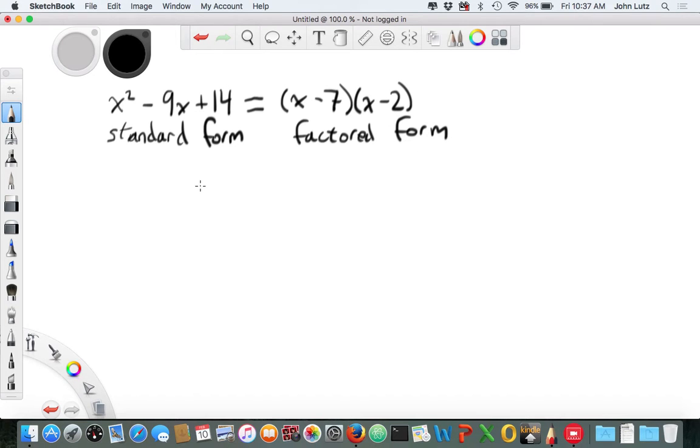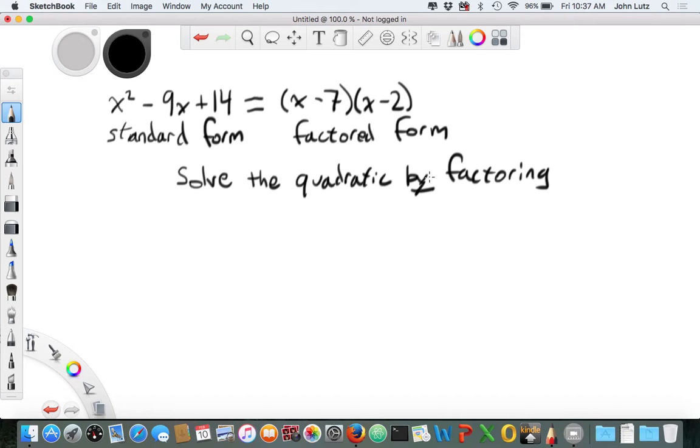Okay, so let's say you were asked to take a quadratic trinomial, or really just a function, and solve the quadratic by factoring. Okay, and it specifically says by factoring. So there are two ways that you might get this. You might get the factored form of it, right? So you might see something that says x minus 7 times x minus 2 equals 0.